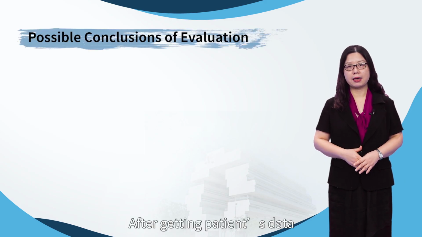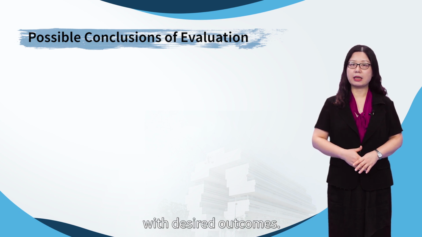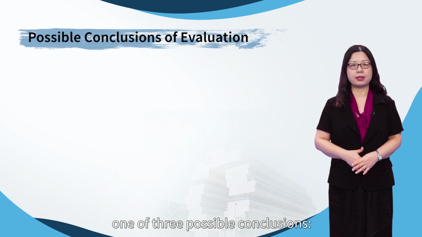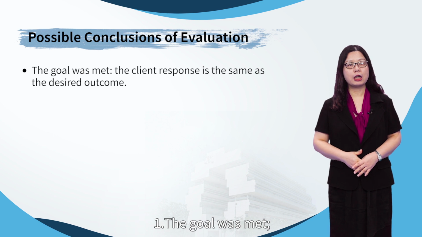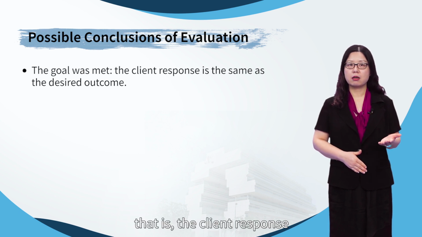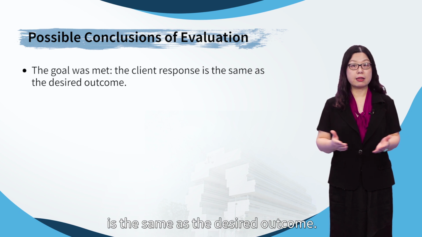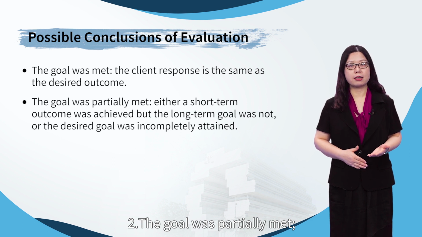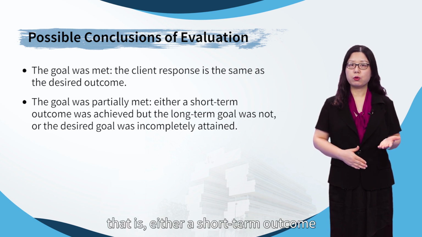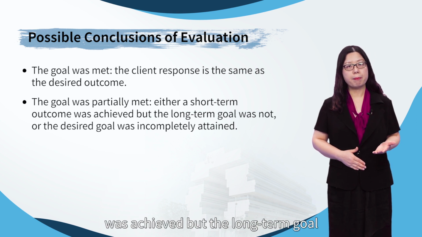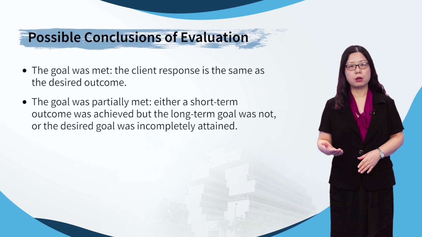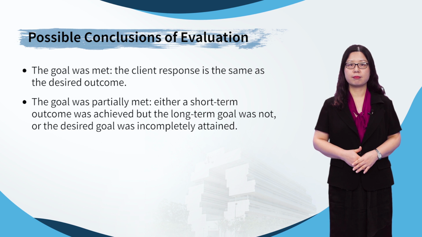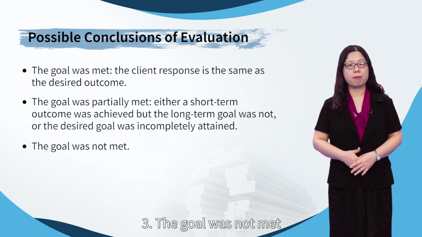After getting patients' data, nurses compare data with designed outcomes. Then the nurse can draw one of 3 possible conclusions. First, the goal was met. That is, the patient response is the same as the designed outcome. Second, the goal was partially met. That is, either a short-term outcome was achieved, but the long-term goal was not, or the designed goal was incompletely attained. Third, the goal was not met.